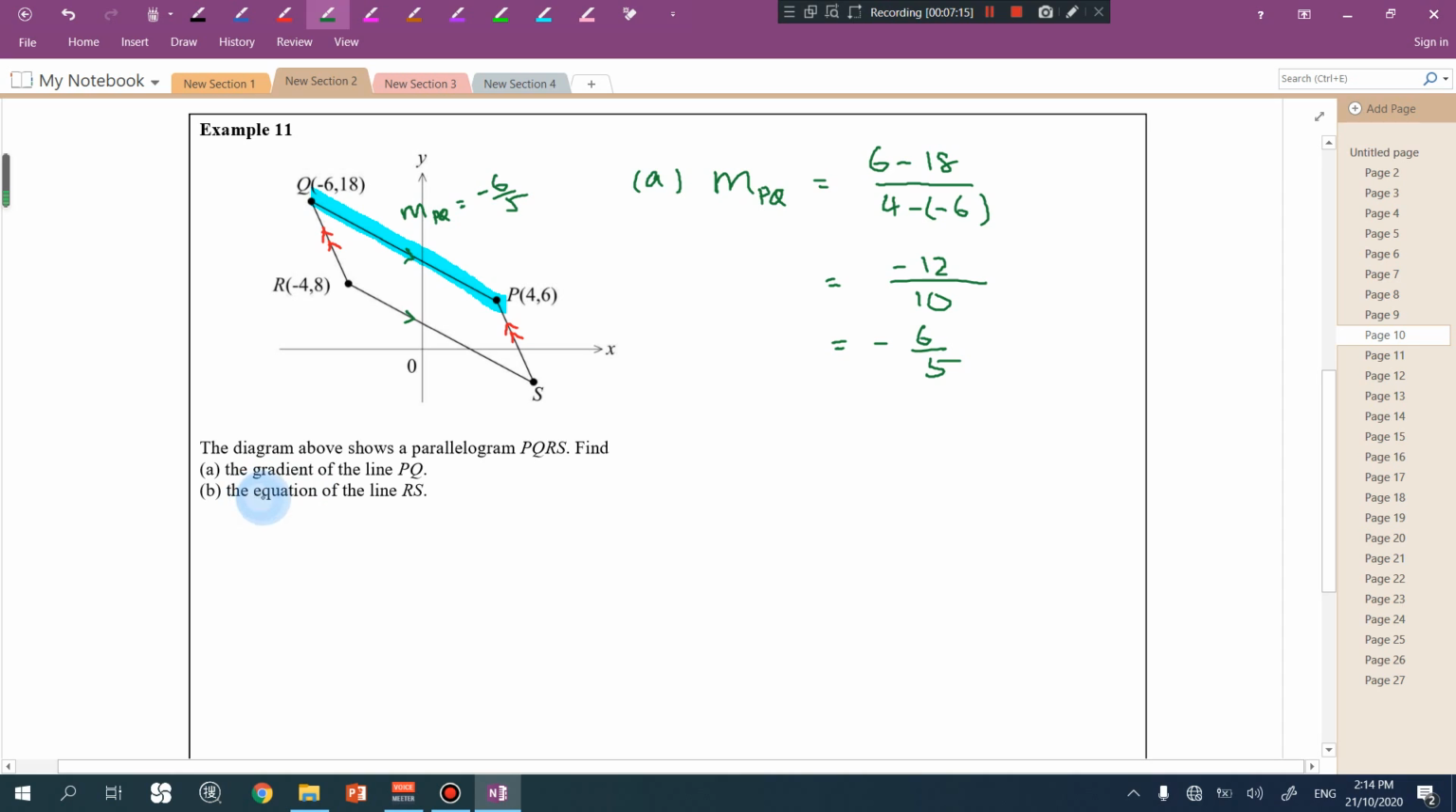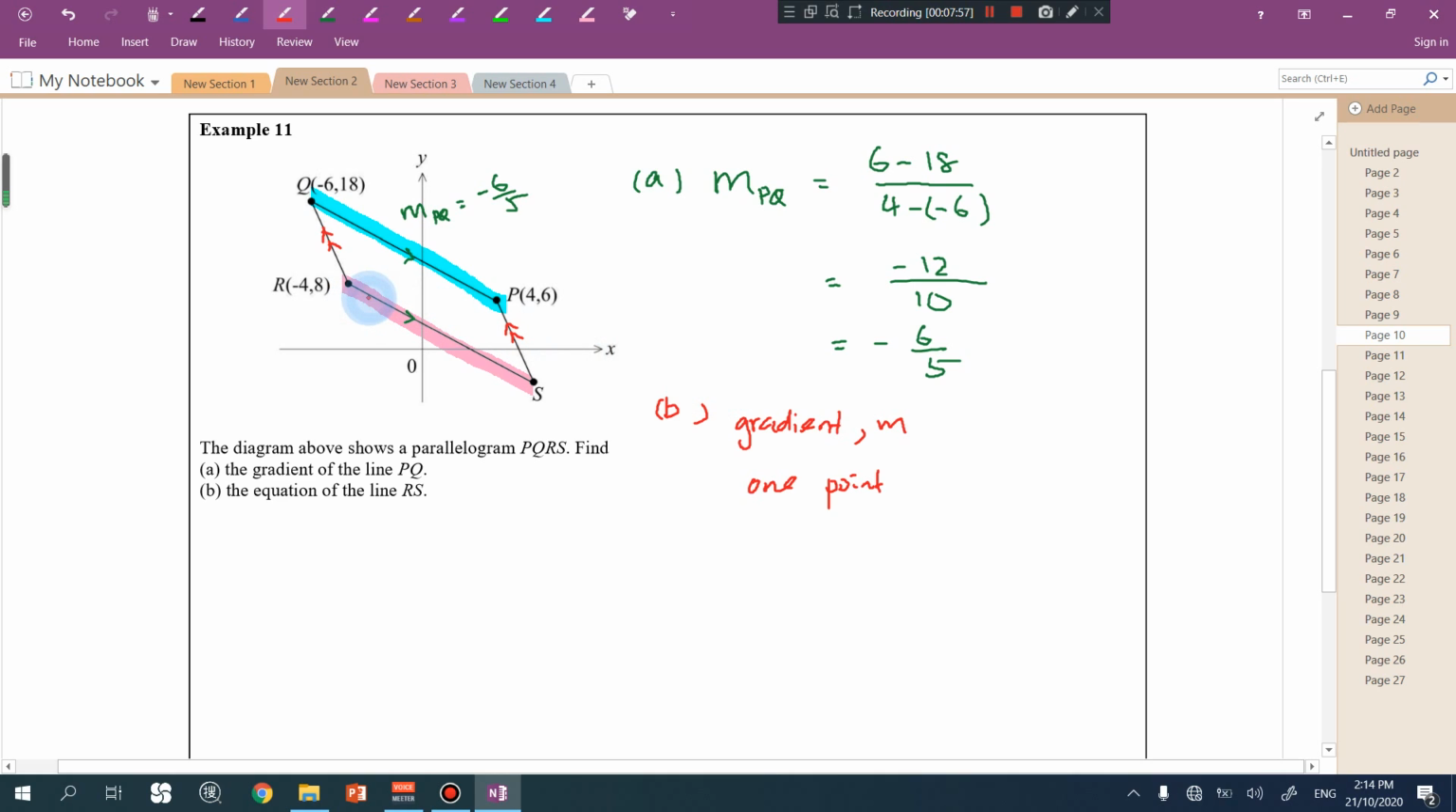Okay, now we want to find the equations of RS. RS, where is RS? Okay, so RS over here. Okay, so always remember, if you are asked to find the equations of a straight line, always look for two pieces of information: gradient, which is m, and 1 point. Okay, now we have 3 points over here. Which point should I use? Remember, the point that you use must lie on the straight line that you want to find the equation for.